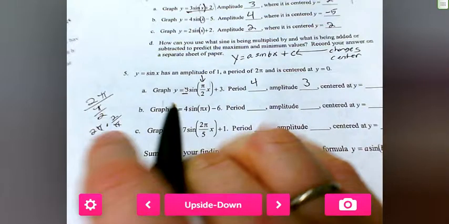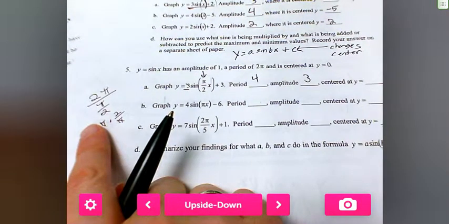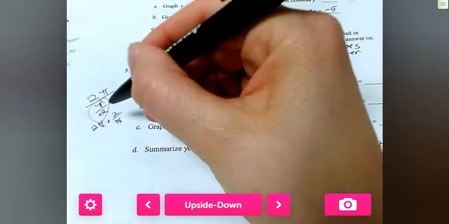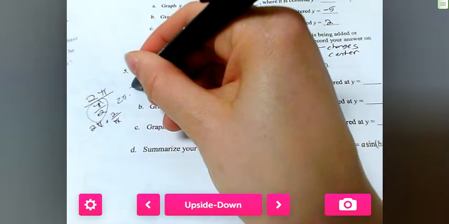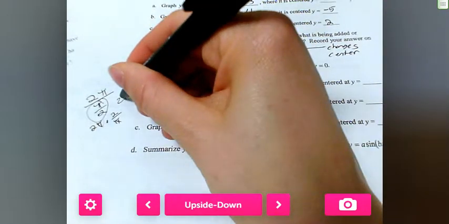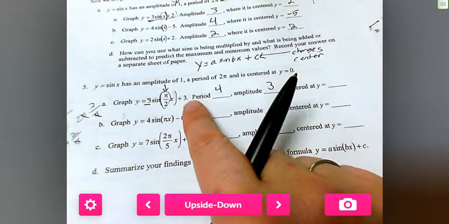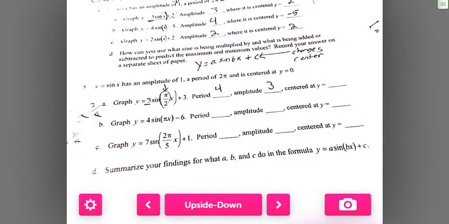Because we always go 2 pi divided by whatever b is. B in this case was pi over 2. And so then we just go 2 pi times 2 over pi. These pi's cancel, and then 2 times 2 is 4. Okay, and where does it center at? Center should be an easy one too. Up 3. So y equals positive 3.